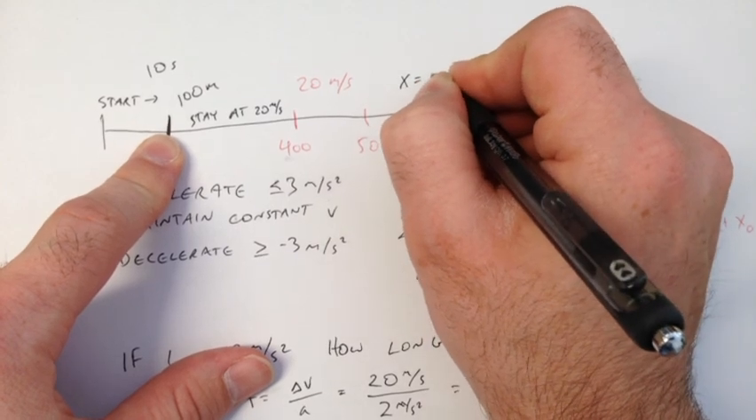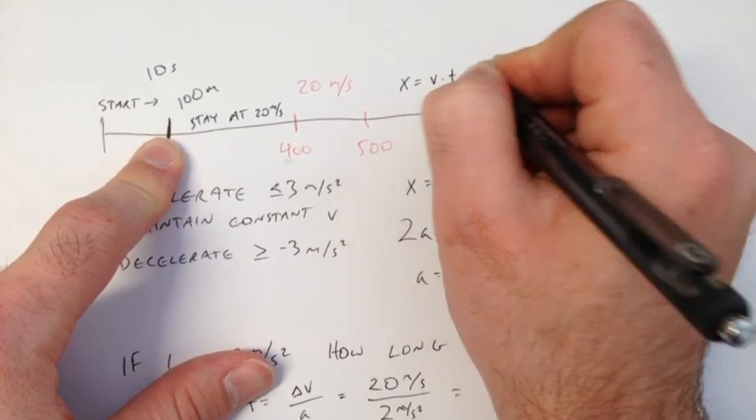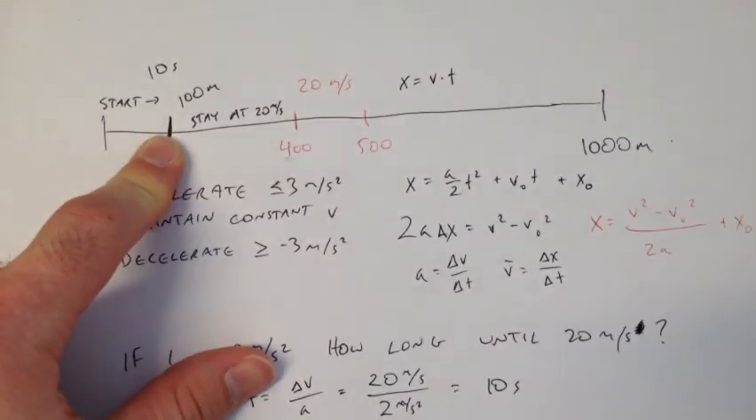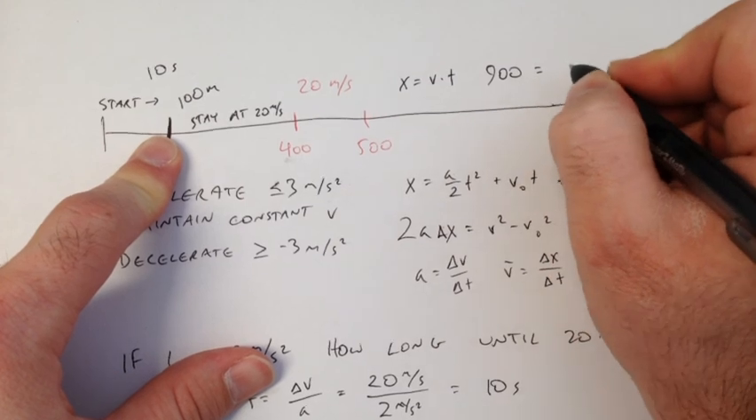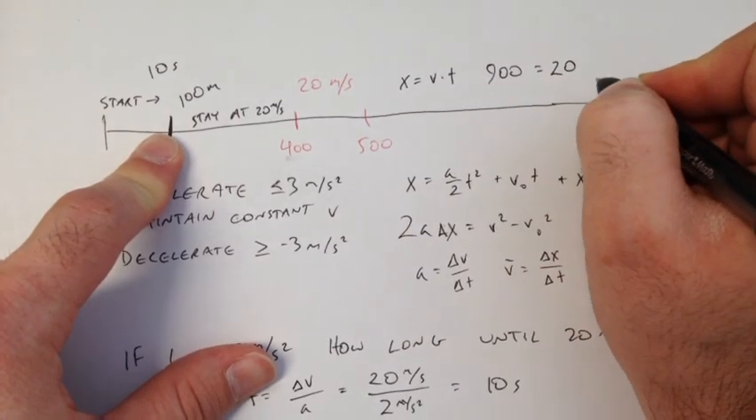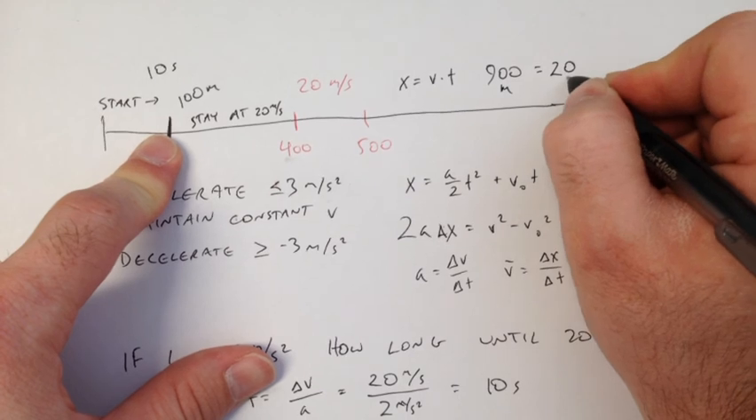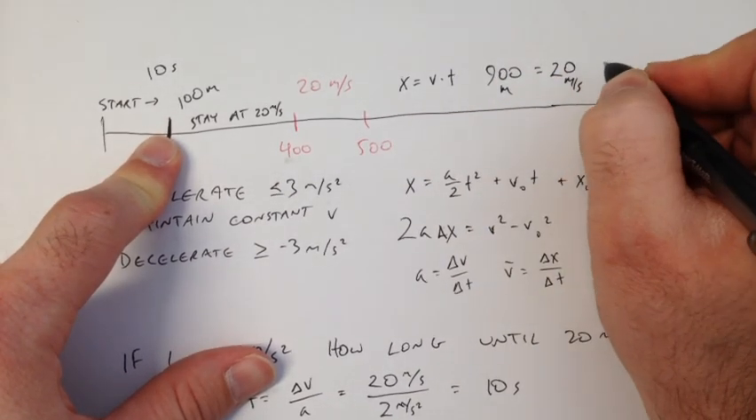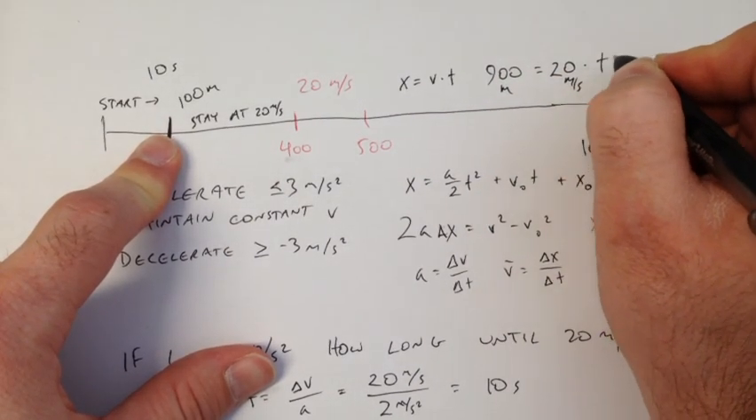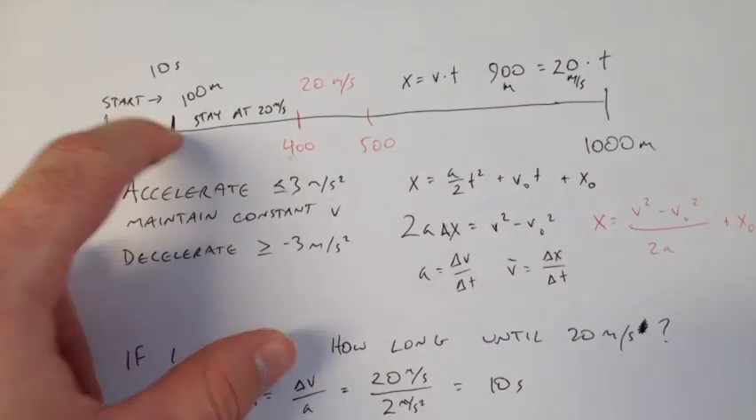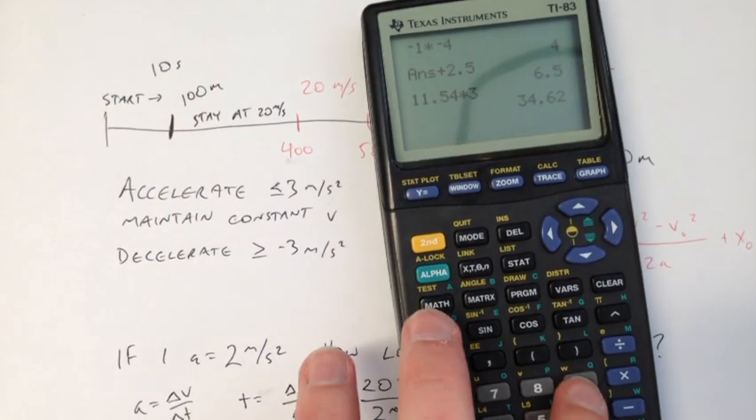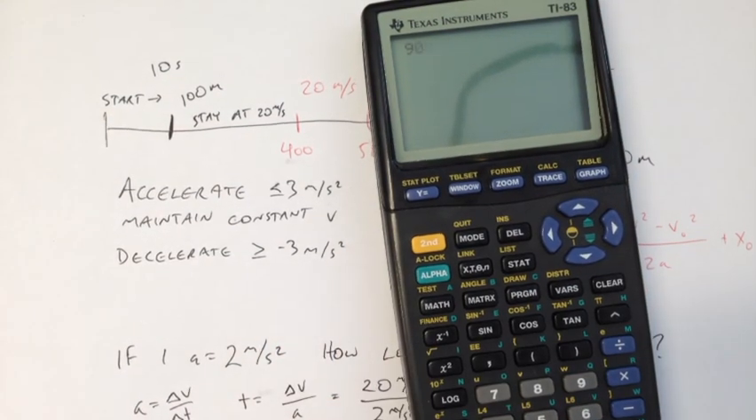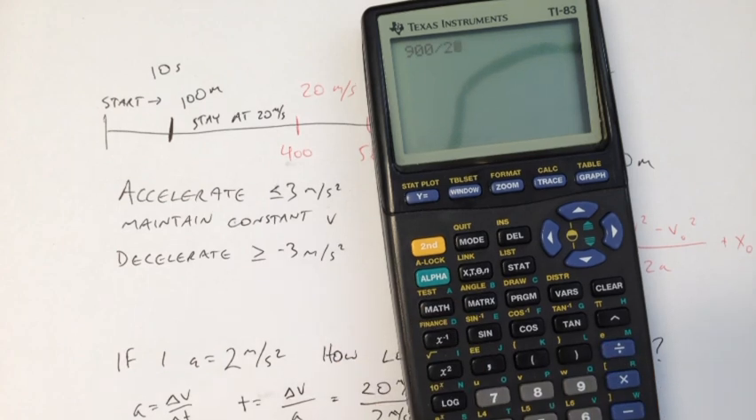So now I'm going to be using this. Distance is equal to how fast you're going times how long you went. I know that the distance is 900. I know that my speed is 20 meters per second. I want to know how long that takes. So simply, it's going to be 900 divided by 20, 45 seconds.